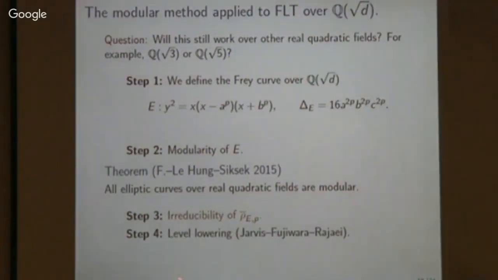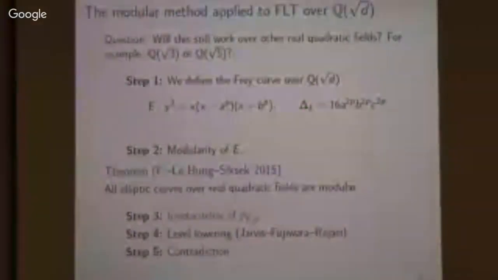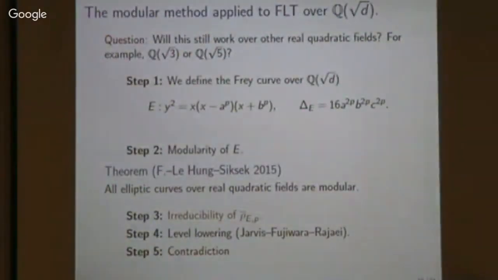Step 4, level lowering. This is well established nowadays. The work of Jarvis, Fujiwara, and Rajaei basically says you can apply level lowering all the time. If certain conditions are satisfied, level lowering is available. We don't have to worry about this because those conditions we can check easily.